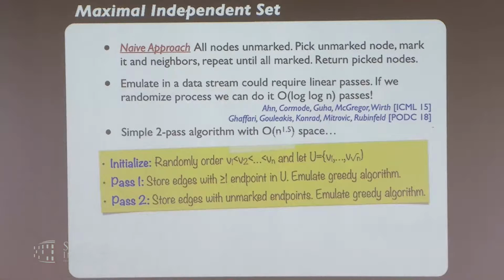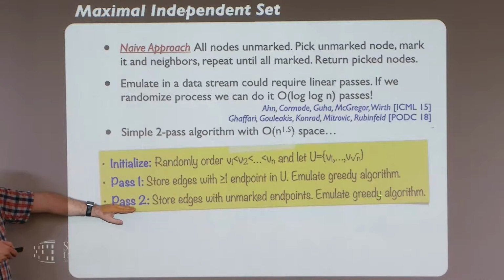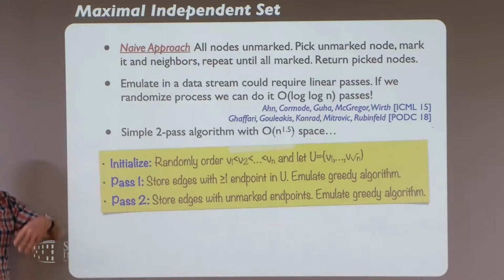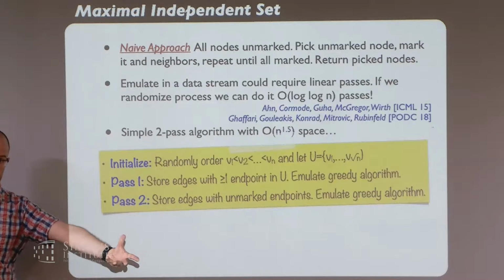My 2-pass algorithm is going to be simple. In the first pass, I'm going to store all edges with at least one endpoint in U. Then I'm going to emulate the greedy algorithm amongst those stored edges. In the second pass, I'm going to hoover up all the remaining edges, so all the edges that have both endpoints unmarked. At the end of that second pass, I'm going to keep running the greedy algorithm to completion.